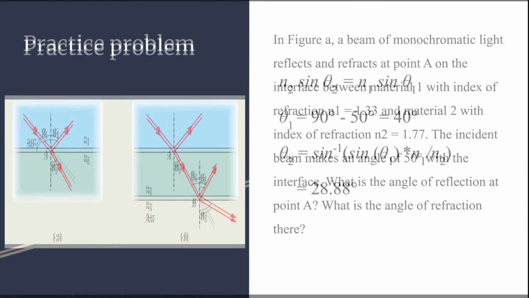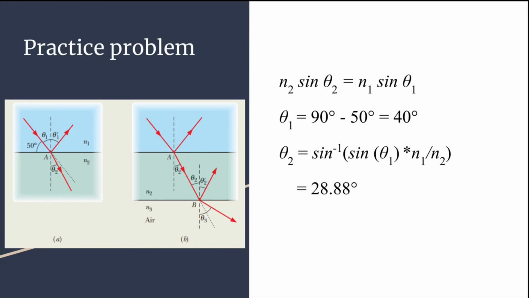The solution to this problem is quite simple. By using Snell's law, n2 sine theta 2 equals n1 sine theta 1, we can solve this problem easily. First, we need to find theta 1 relative to the normal. Theta 1 can be calculated as 40 degrees. Then we rearrange the equation, and we can easily calculate that theta 2 equals 28.88 degrees.